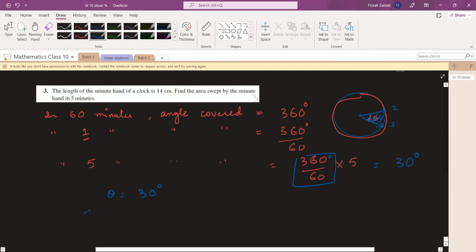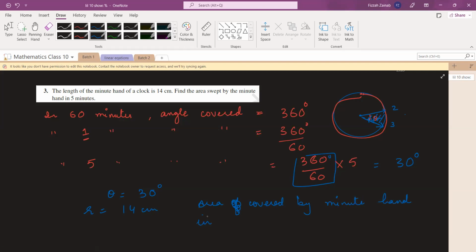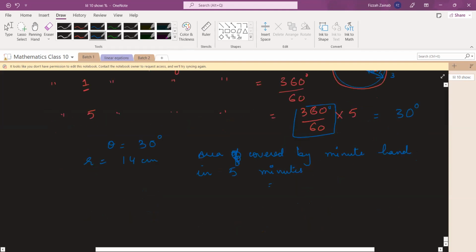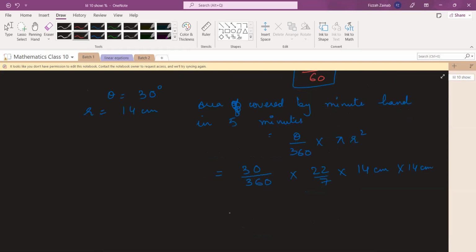And the radius was also given, which is 14 centimeter. So find the area covered by the minute hand in 5 minutes. That means it's the area of a sector, right? So theta by 360 into pi r square. Same formula, just put the values. Theta is 30 by 360 into pi, which is 22 by 7, into the radius, that means 14 centimeter into 14 centimeter, right? Okay, then you can simplify.